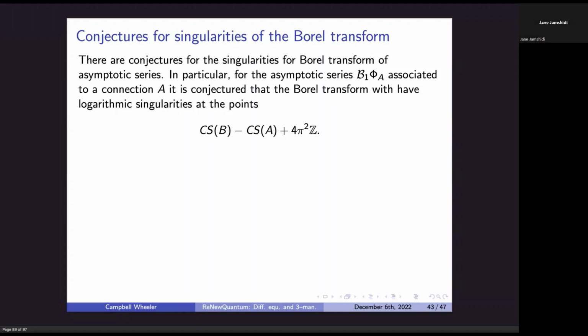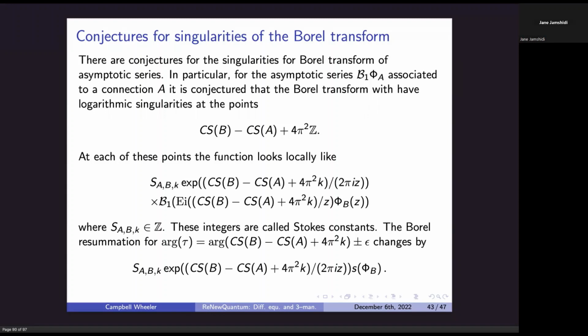Now I want to talk in a little more detail about these Borel transforms, these particular series. These Borel transforms are expected to have logarithmic singularities at points that differ by these complexified volumes, or these Chern-Simons invariants for SL2C connections. Of course, this is defined modulo 4 pi squared. So we see these big lines of points corresponding to each of these differences.